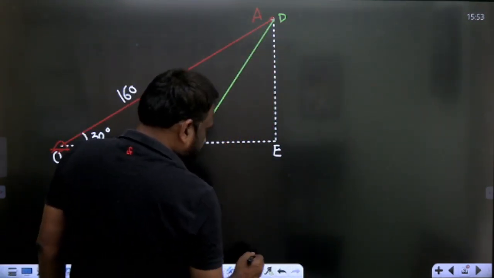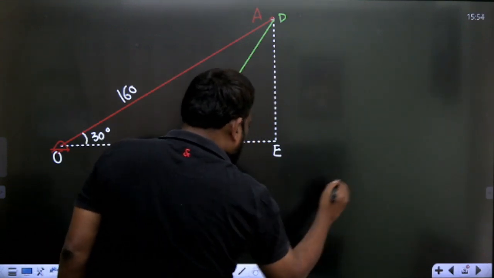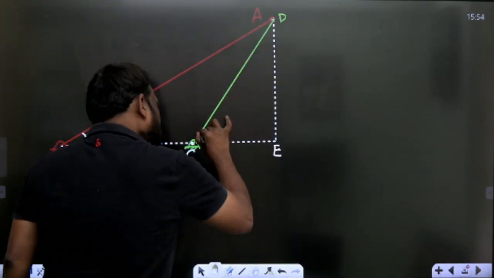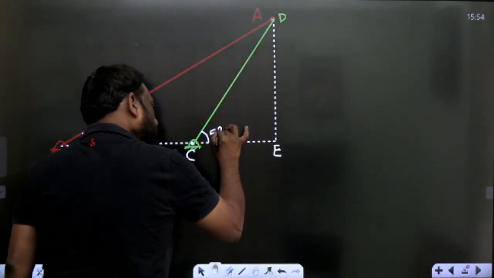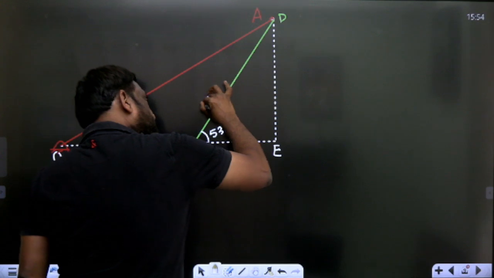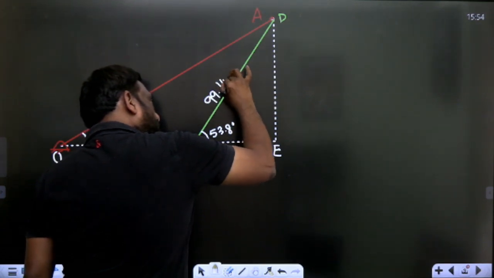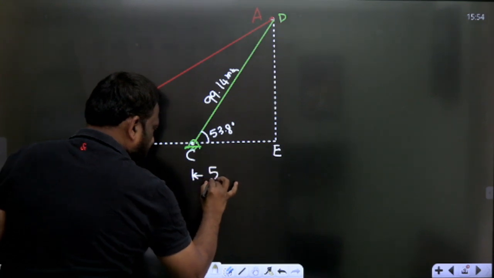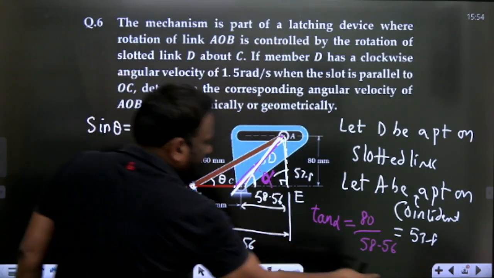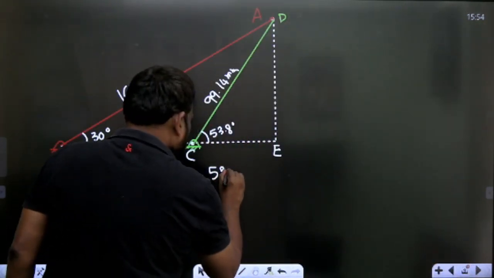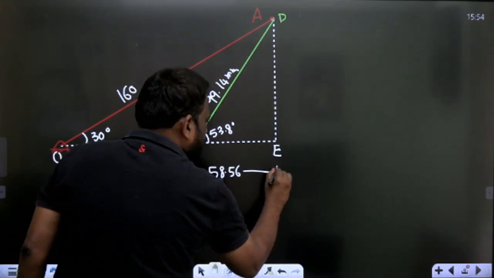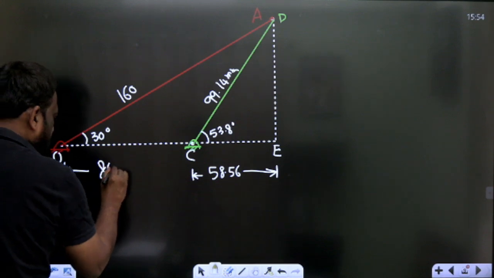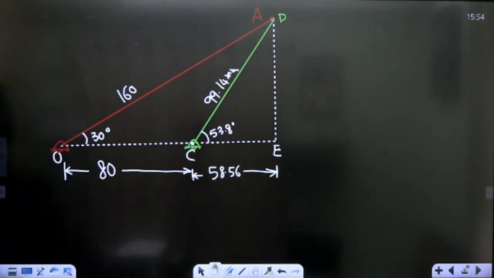One second, this angle is known, sir. I just calculated it. What is this angle? 53.8, 53.8, and this is 99.14 mm. All are in mm. This length is, what was it? 58.56. So as I'm explaining to you, that's why I'm taking time. Otherwise, it will not take much time, sir. This is 80. Okay sir.